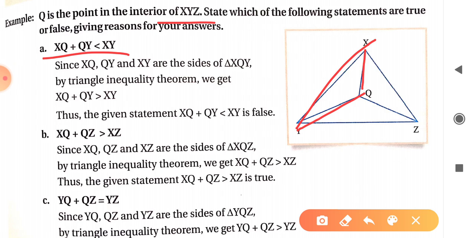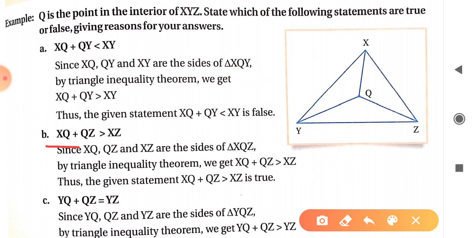In triangle XYQ, when we use the triangle inequality property, we get XQ plus QY is greater than XY. But in the statement it is written that it is less than XY. So this statement is false.